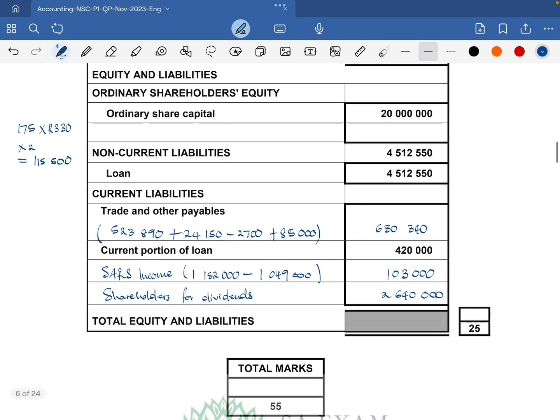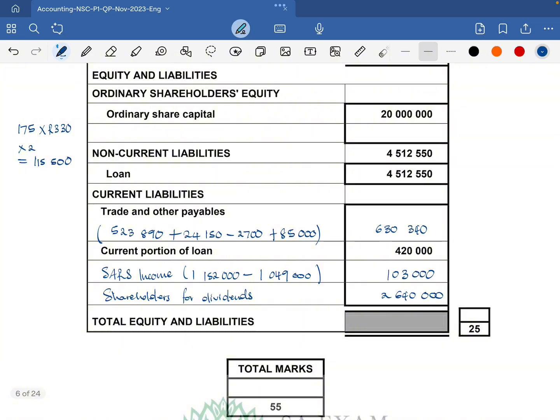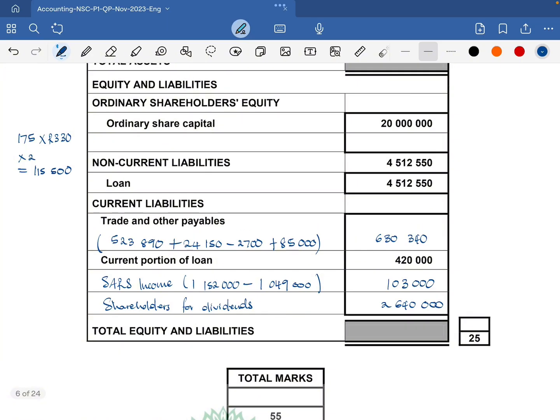Okay, and then we have got our current liabilities in that case. So we're just going to simply add all of those amounts. Okay, so that's 630, 340 plus 420 plus 103 plus 2,640,000. Then that gives us 3,793,340. Okay, so we have both our current and non-current liabilities.